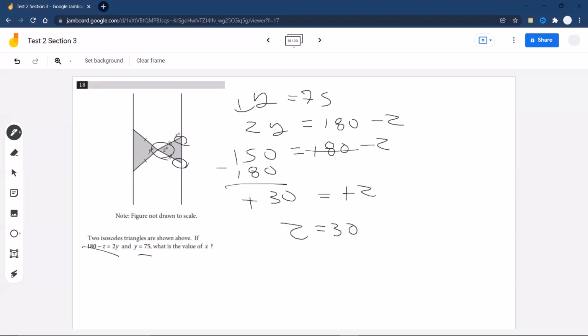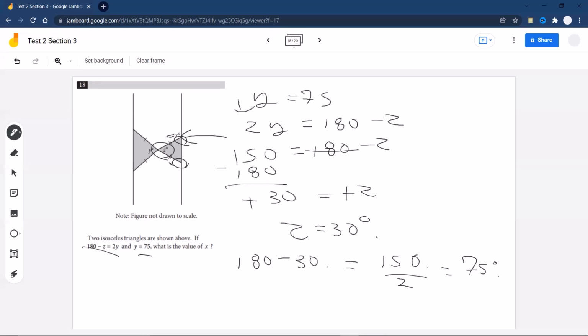Okay. So if z is 30 degrees, we know that the base angles of an isosceles triangle, that is, the angles below, in this case, these two congruent sides will be congruent, which means that those two angles have to add up to 180 minus 30, which means that those two angles add up to 150. And that means that each one individually is 150 divided by 2, since there's two of them, which means that each is 75.